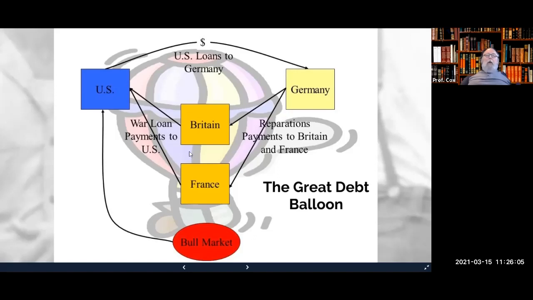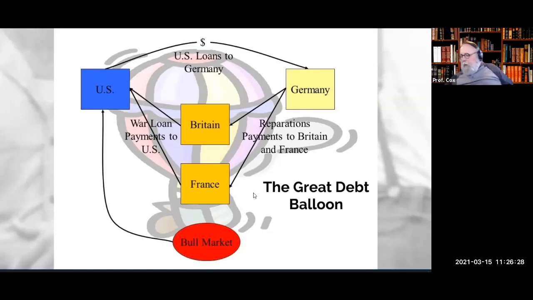Questions, comments? Okay. And the reason why this works is because of the bull market. All right. Now, what does that mean? A bull market is when the prices on the stock market continue to rise. Well, what does that mean?